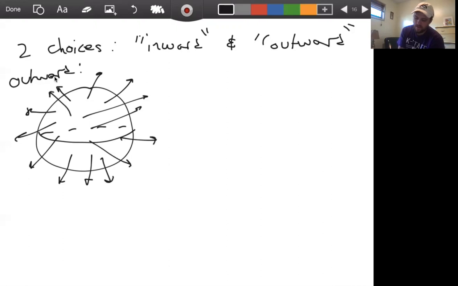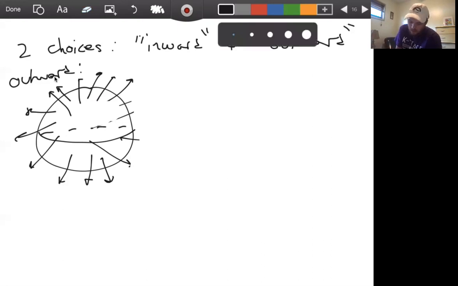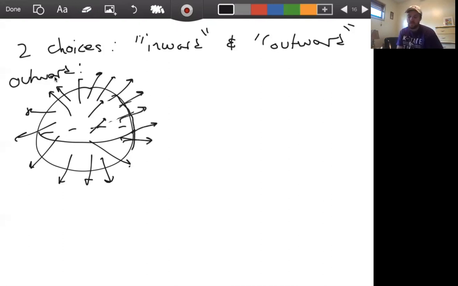Something like this, right? Where you're picking normal vectors. Some of these vectors don't look quite normal. They just look like they're going straight out, right? But normal means it's perpendicular to the surface, or orthogonal to the surface. So that's one choice of orientation. You have outward or you have inward.